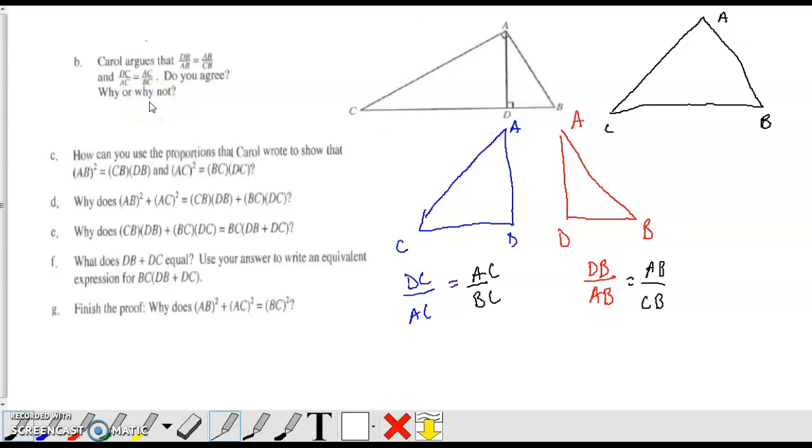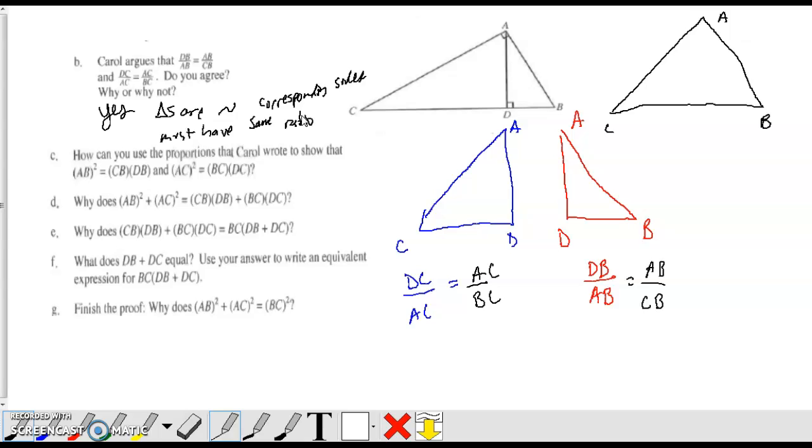So we can see why this is happening. Do you agree? Yes, I agree with Carol. The reason why is that if your triangles are similar, corresponding sides must have the same ratio. Okay, so now let's get into her proof.